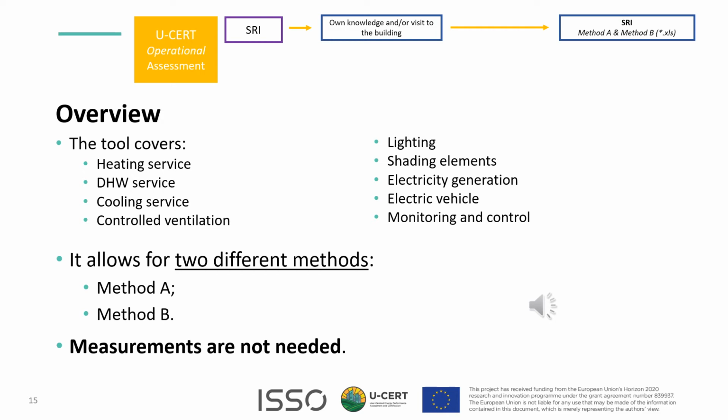It allows for two different methods. Method A, which is a simplified method that contains a list of selected services, and Method B, the detailed method covering all services. Moreover, to carry out the tool, measurements are not needed.